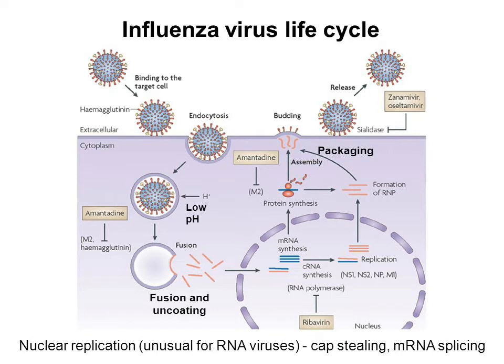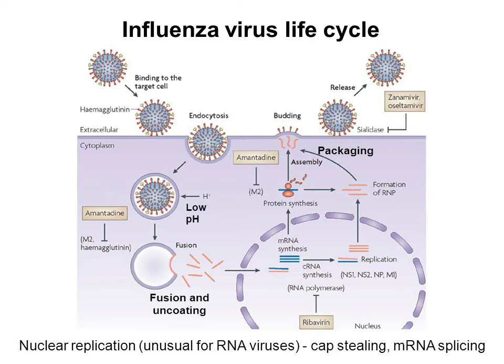So here we have the entire life cycle being reviewed. The virus binds to cell surface receptors. It's brought in by endocytosis, through the movement of hydrogen ions across the membrane, and then ultimately through the M2 pathways. You have low pH, which leads to fusion and uncoating. Then the RNAs are transported into the nucleus.